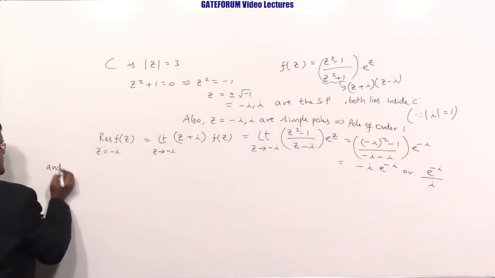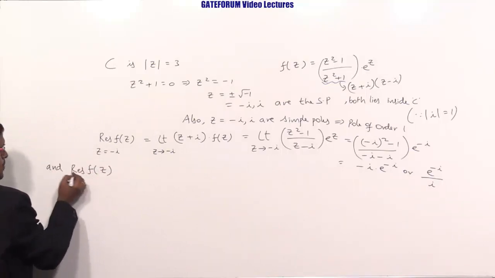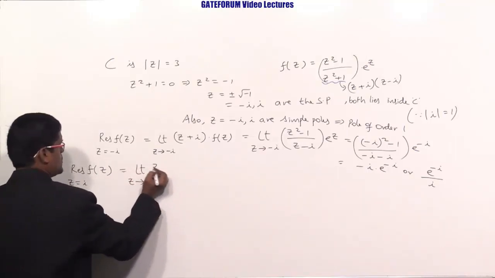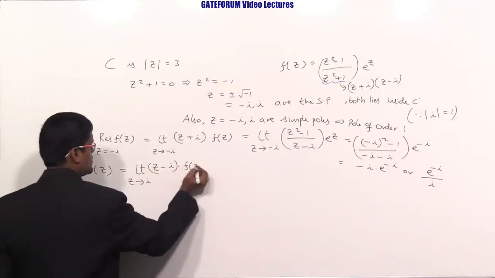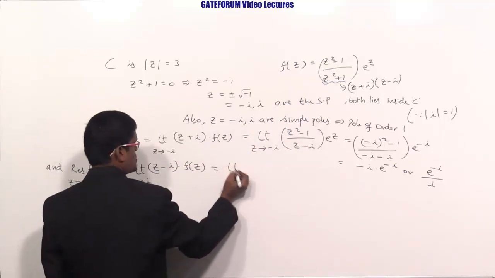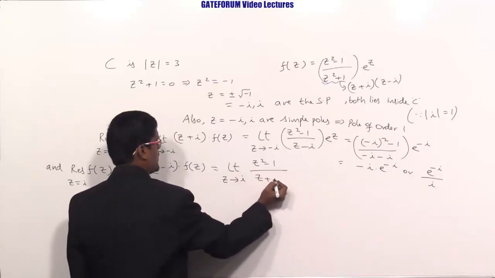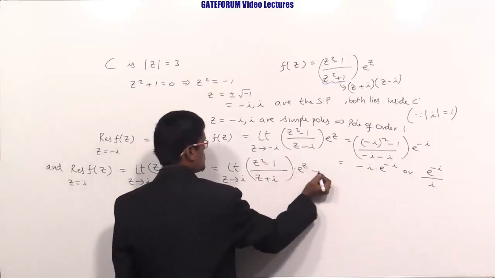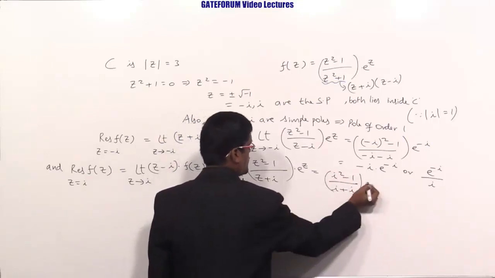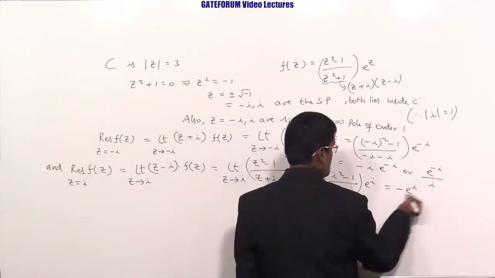And the other residue, f of z at z is equal to i. Residue denoted by the RES symbol. It is also a simple pole. So limit z tends to i, (z minus i) into f of z. Once again this z minus i cancels with one of the factors of the denominator of f of z, which simplifies to limit z tends to i, numerator same, (z square minus 1) divided by (z plus i) into e to the power z. So this is (i square minus 1) divided by (i plus i) into e to the power i. Now i square value is minus 1, 2 cancel. So this is minus e to the power i by i.